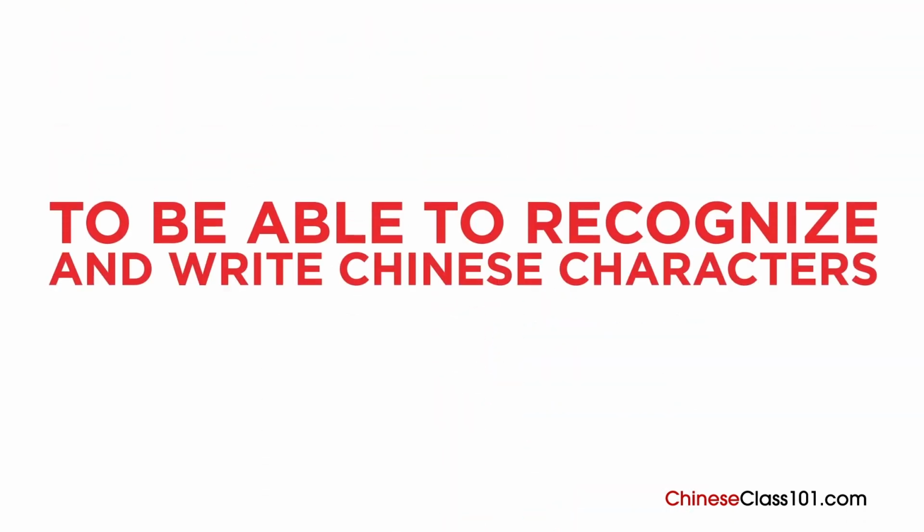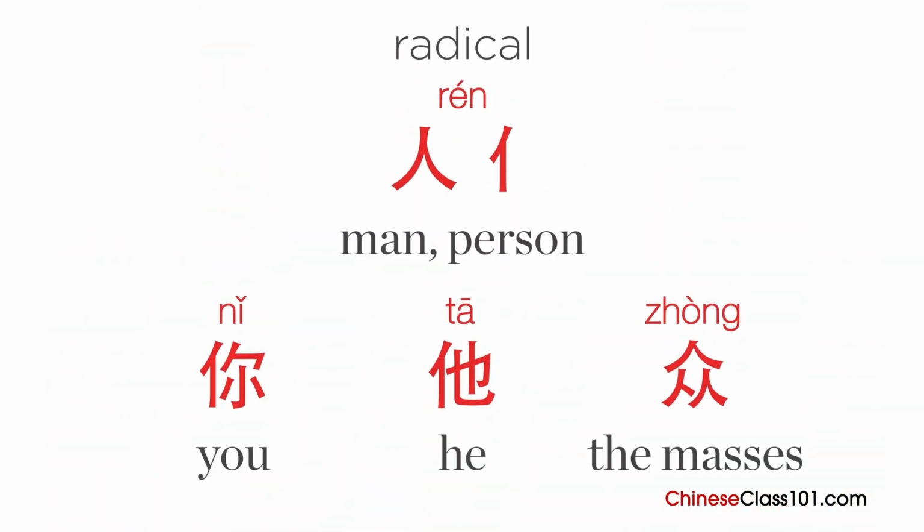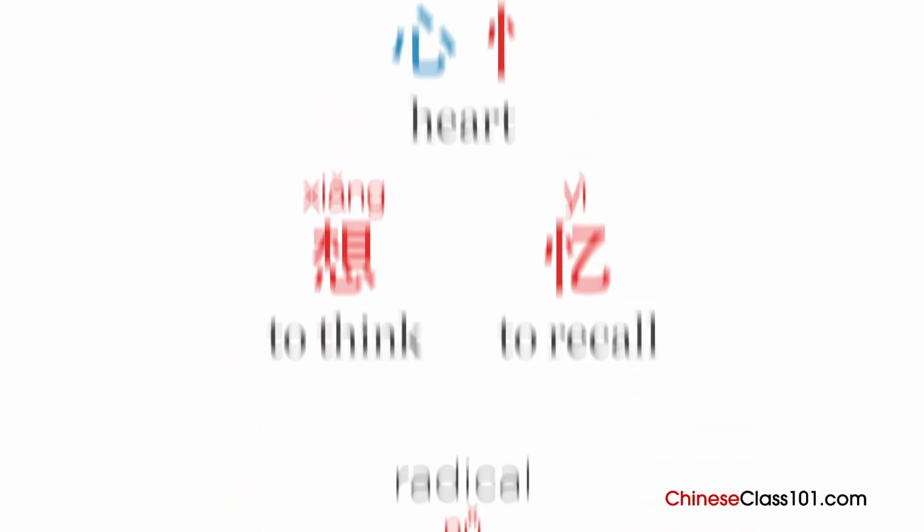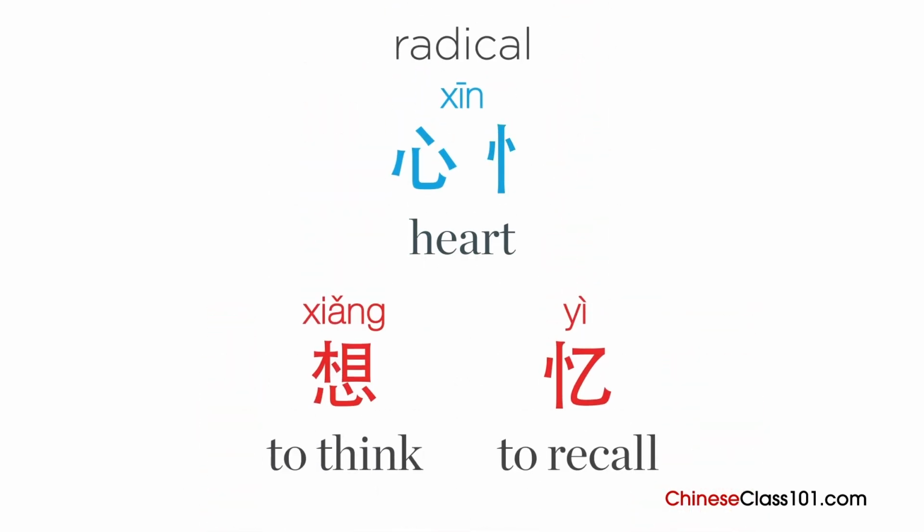To be able to recognize and write Chinese characters, you should know the basic radicals. Now we'll give you a few of the most commonly used radicals. 人 or its variation means man or person. It's present in words like 你, you, 他, he, 众, the masses. 女 meaning woman. It's in words like 妈, mom, 姐, older sister, 姑娘, girl. 心 or its variation means heart, 想, to think, 意, to recall.